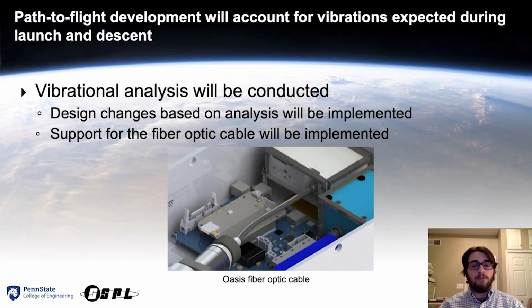As part of the path-to-flight process, vibrational analysis and simulations will be conducted to identify necessary design changes. Once these changes are implemented, a shake table test will be conducted to verify the structural integrity of the housing and its components. As part of the design changes based on vibrational analysis, a support structure will be added to the fiber optic cable to prevent any potentially harmful oscillations.